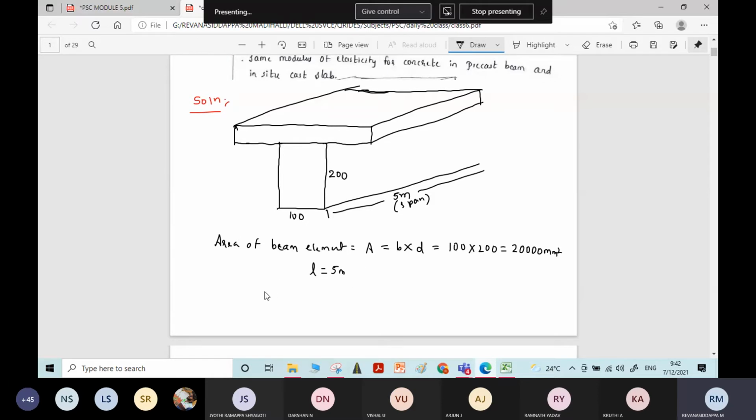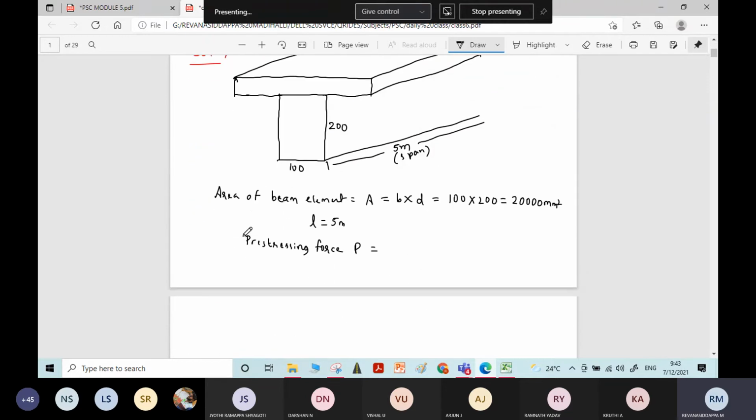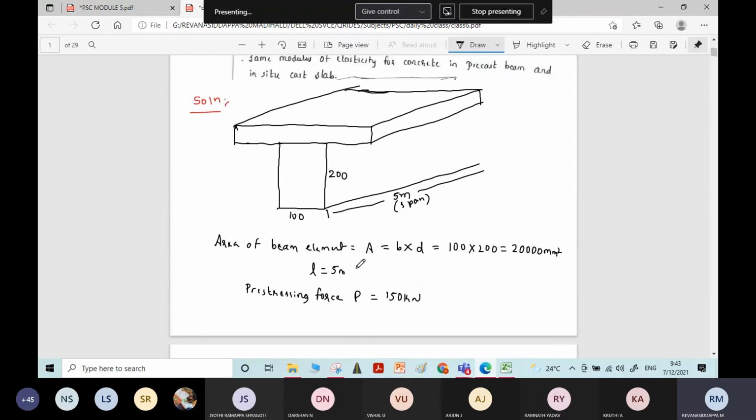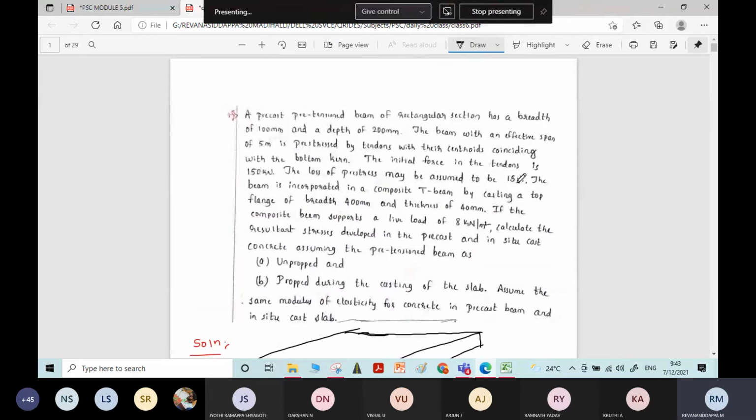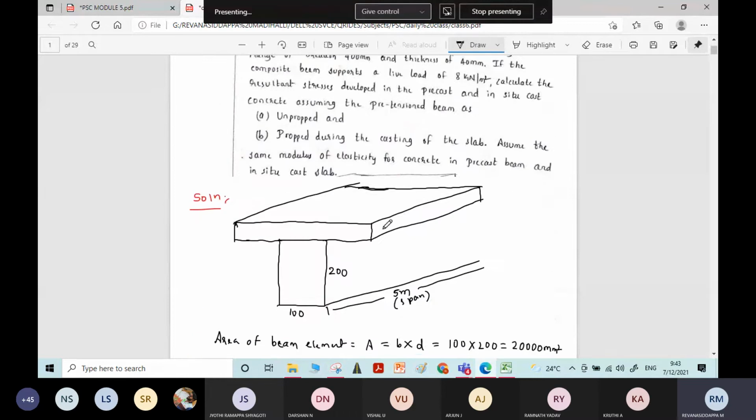Pre-stressing force P is given as 150 kilonewton. And in this pre-stressing force of 150 kilonewton, there is loss of pre-stresses. How much loss? 15% loss of pre-stresses.